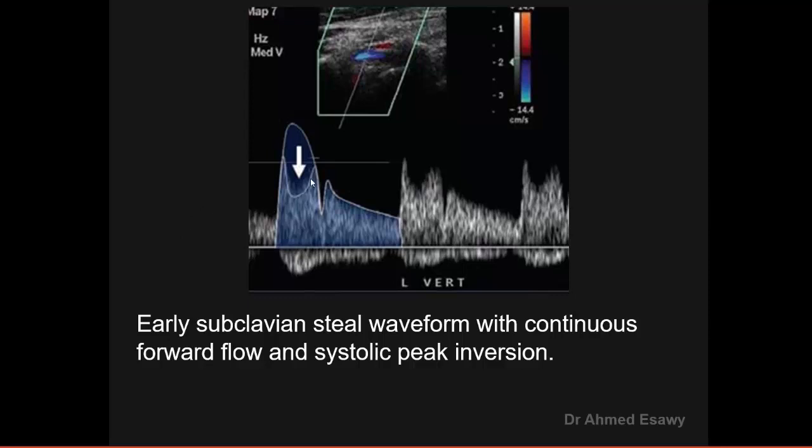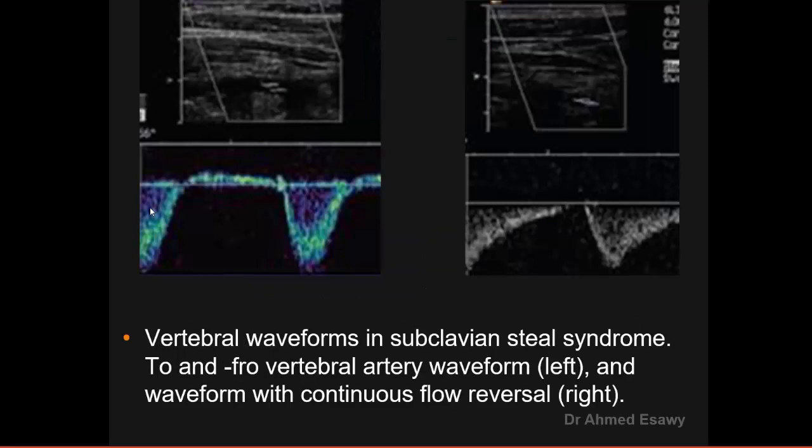Early subclavian steal waveform with continuous forward flow and systolic peak inversion. This is type 1, early. We found a reversed systolic peak but flow still above baseline. The vertebral waveform in subclavian steal progresses through to the waveform with continuous flow reversal, finally.